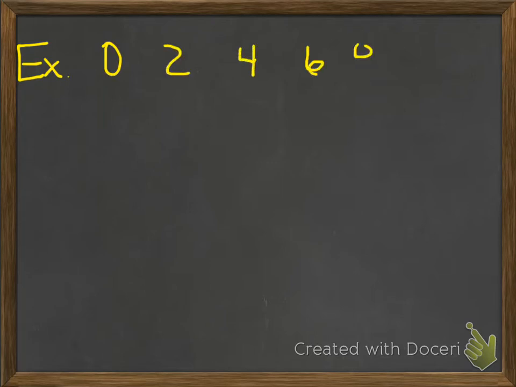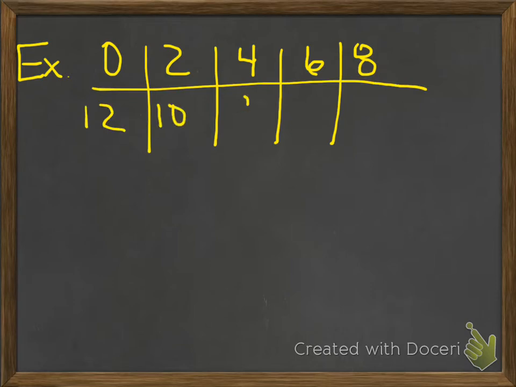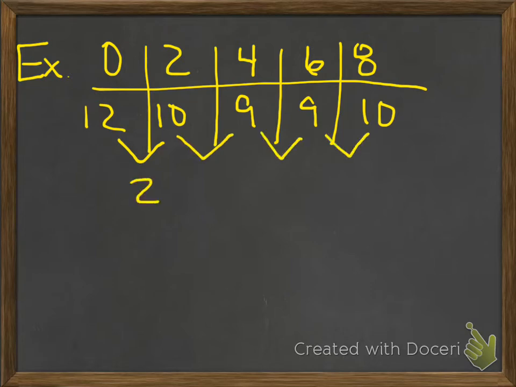Here I'm going to put a table. Notice that all the x's are equally spaced apart. So you look at the y's, and I'm going to say here, what's 12 minus 10? That's 2. 10 minus 9 is 1. 9 minus 9 is 0. And 9 minus 10 is negative 1. Those are the first differences. So keep that in mind.